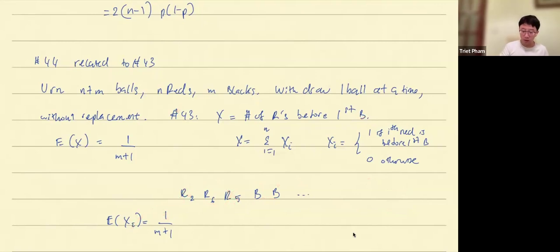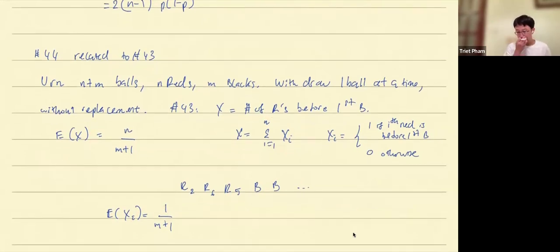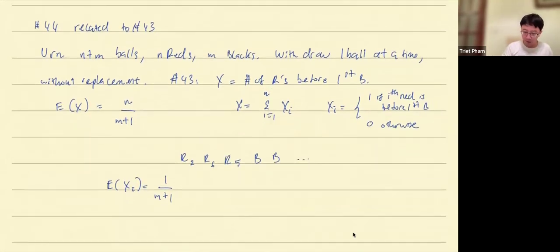Okay, but that's not expectation of X. Well, expectation of X will be n times that, right? By linearity of expectation. Okay. So that was the answer for 43. Any question about that one?